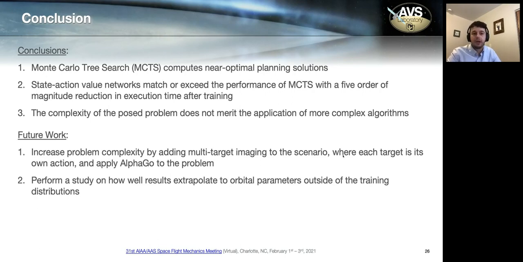So in future work, we're going to increase the problem complexity by adding multi-target imaging to the scenario, where each target is its own action, and we're going to apply AlphaGo to solve this. And then we're also going to perform a study on how well these results extrapolate to orbital parameters outside of the training distributions, so we can make an even stronger case for generalizability. And that's all.